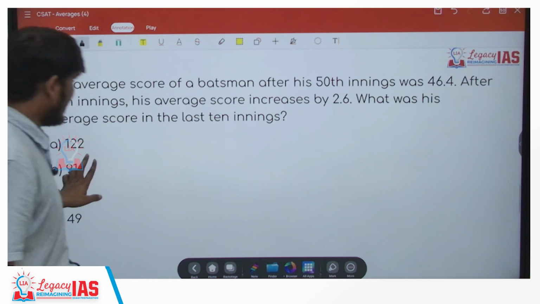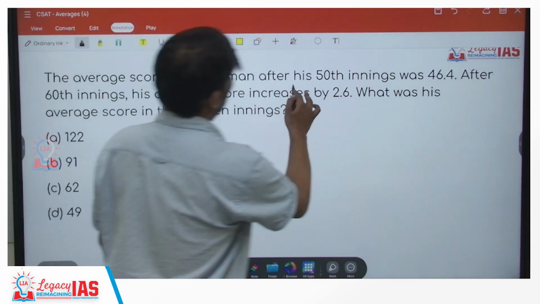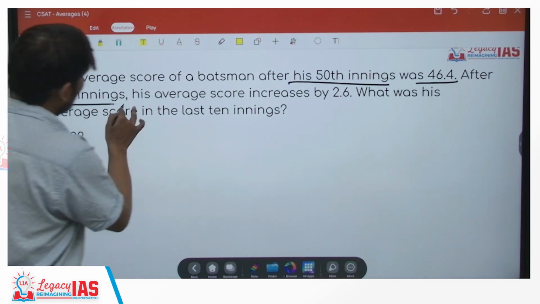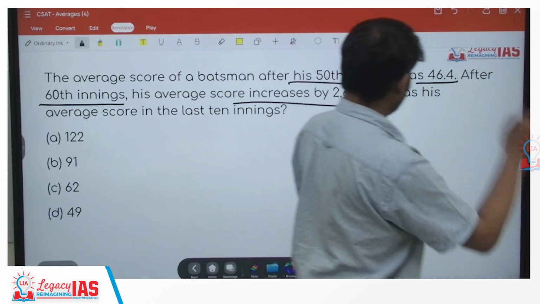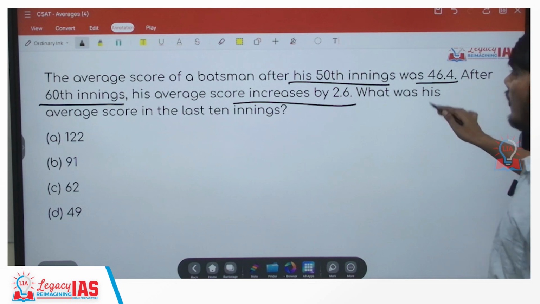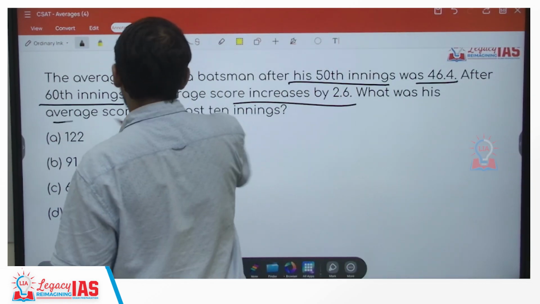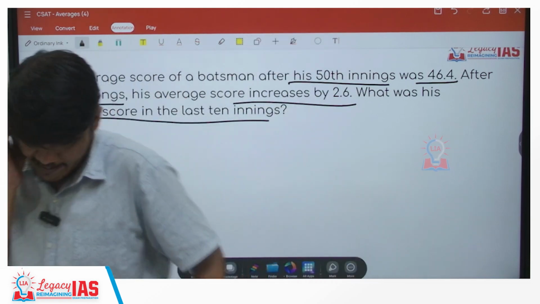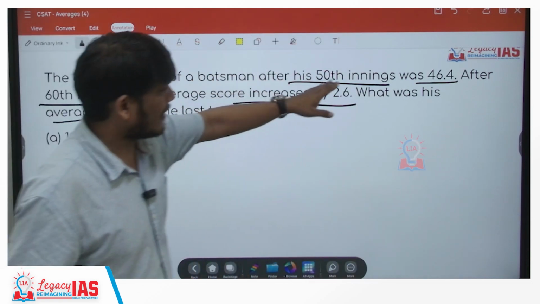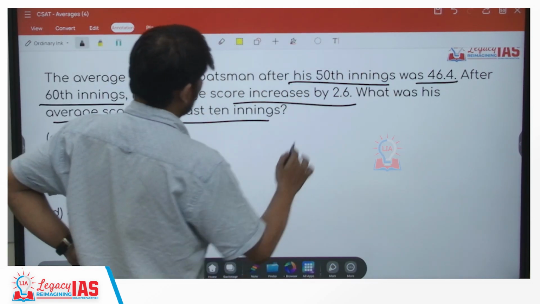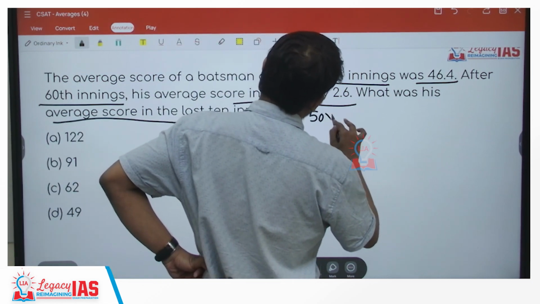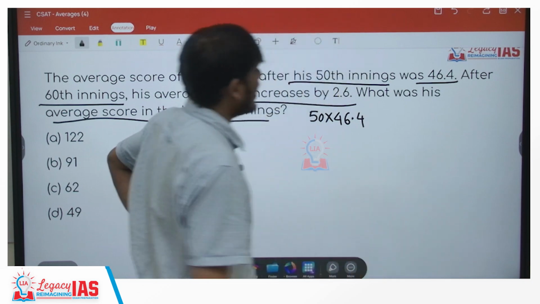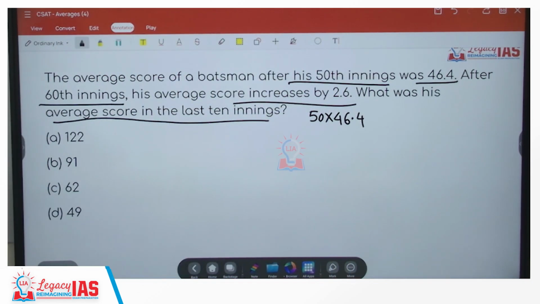Next question. The average score of a batsman in his 50th inning was 46.4. After 60th innings, his average increases by 2.6. What was his average score in the last innings? Okay. So by the 50th innings, if the average was 46.4, that means 50 into 46.4 is the total number of runs that batsman made.